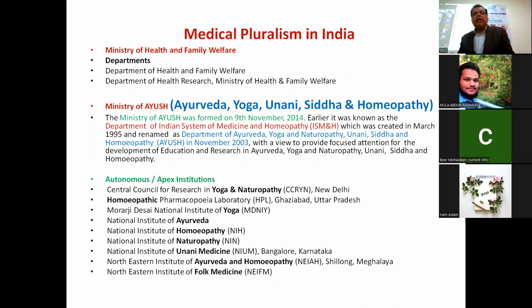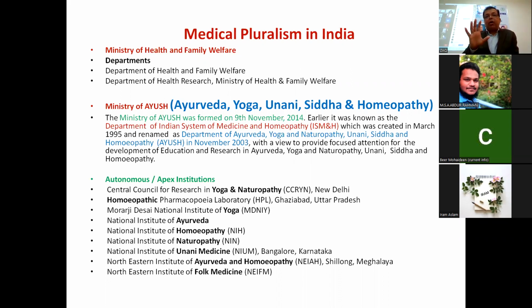Now, in India, we have the Ministry of Health and Family Welfare, and within this, basically, we have two departments, one that is taking care of the Department of Health and Family Welfare, and the other department is taking care of health research, right? So one is related to the execution and the implementation part, another is related to the research part. And then we have a separate Ministry of Ayush. So we have Ministry of Health and Family Welfare. Within this, we are having two departments, and then we have a separate ministry, which is Ministry of Ayush. And this Ayush is an acronym, and it stands for Ayurveda, Yoga, Unani, Siddha, and Homeopathy. These five systems of medicine, which are popular in India.